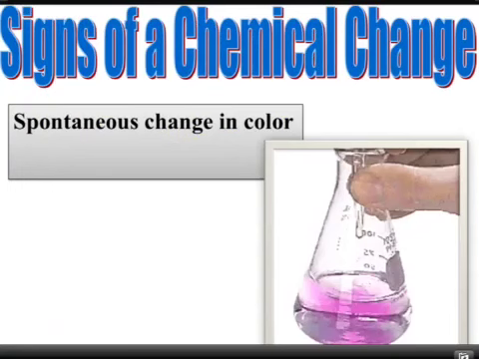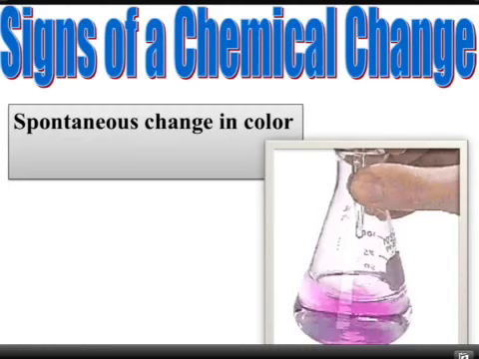Now, there are several signs that a chemical change has occurred, and I want you to learn these signs, so make sure you write these down. The first sign that a chemical change has occurred is a change in color. And this is a spontaneous change in color. This isn't that you colored it, you painted it, or something like that. That's not a chemical change.